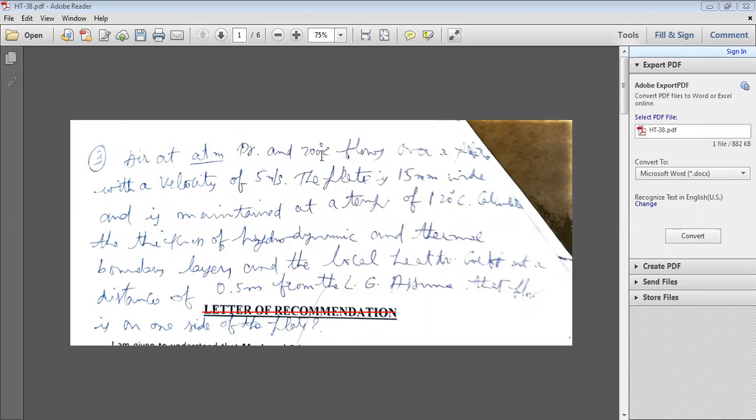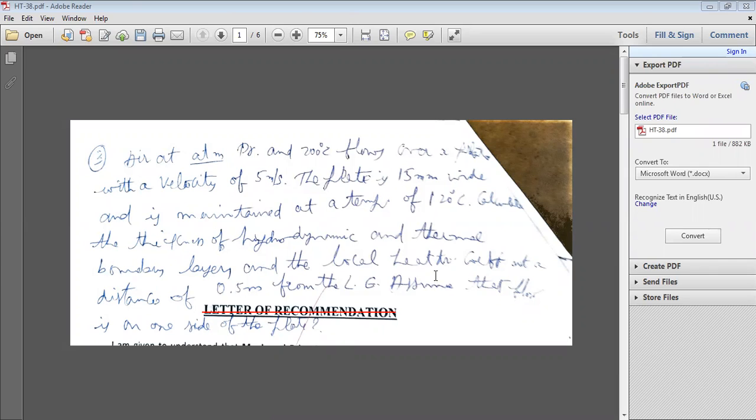The free stream temperature of the air is 200 degrees centigrade, the velocity of the air is 5 meters per second, the width of the plate is 15 mm, and the plate is maintained at a temperature of 120 degrees centigrade. Surface temperature Ts is 120 degrees centigrade. For this you have to calculate the hydrodynamic boundary thickness delta, the thermal boundary thickness delta TH, and the local heat transfer coefficient Hx at a distance x of 0.5 meters.